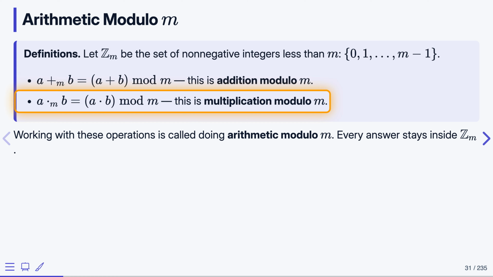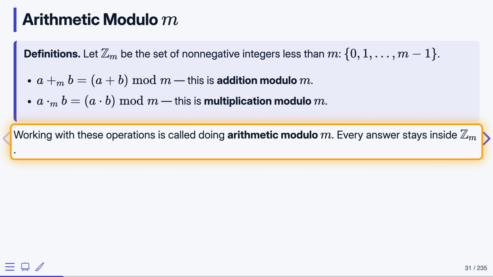Multiplication mod m: multiply the two numbers, then take mod m. Working this way is called arithmetic modulo. The nice part is that every answer lands back inside the set.